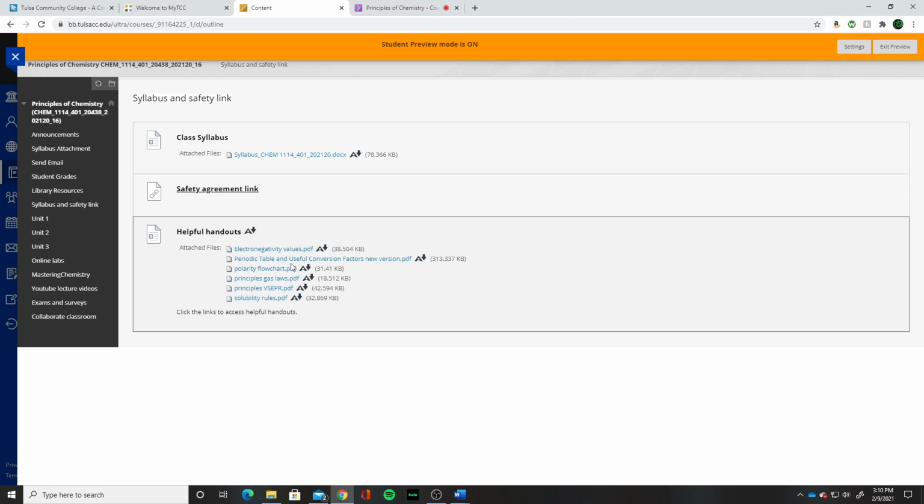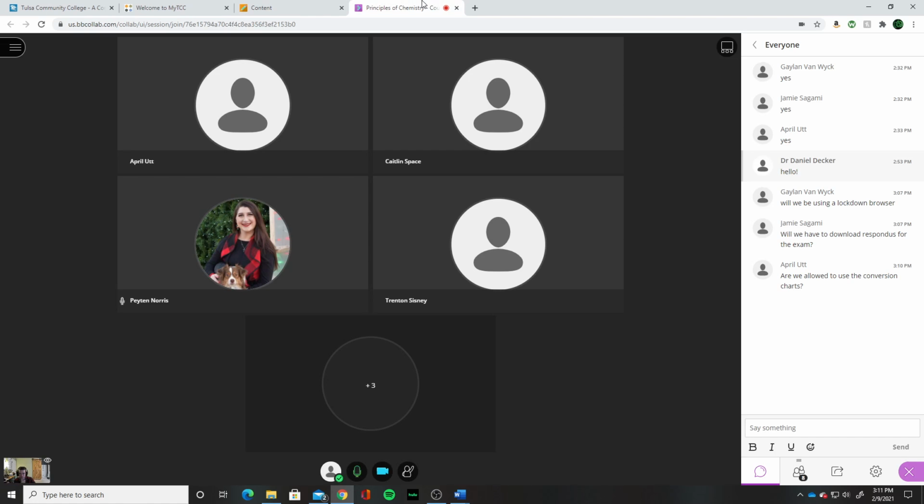So there's a periodic table on there. If you don't want to be flipping through the pages of your book looking for stuff, I would encourage you to print that out beforehand. I really think just that periodic table and the useful conversion factor sheet is all you need for the first exam. None of the other stuff is going to be useful, like the electronegativities, gas laws, and solubility. We haven't talked about that, I don't believe, so those aren't really helpful.